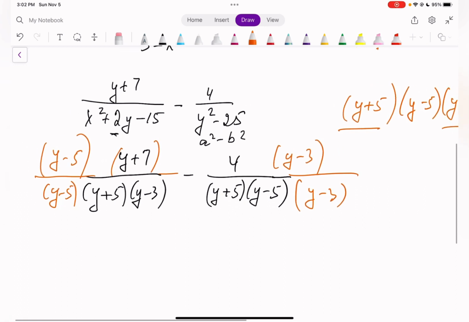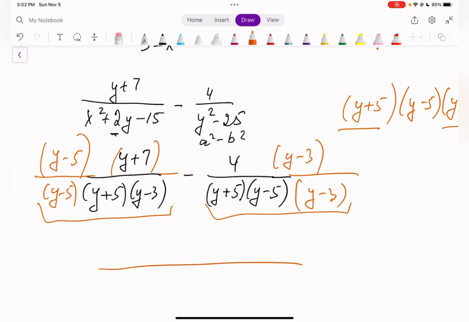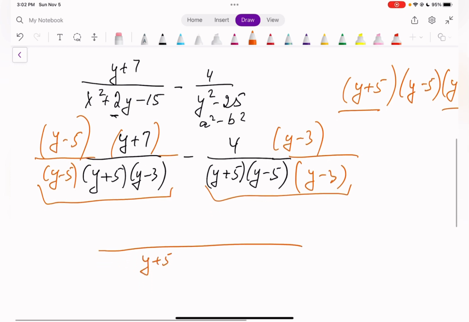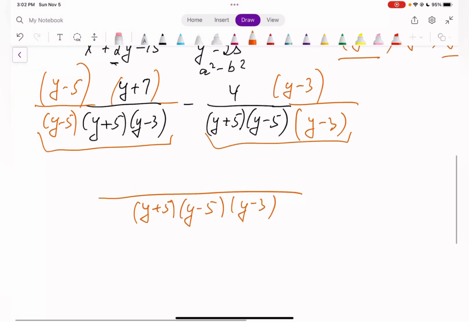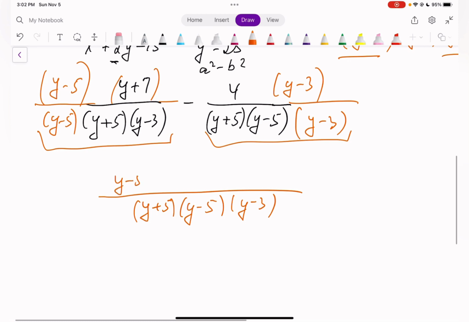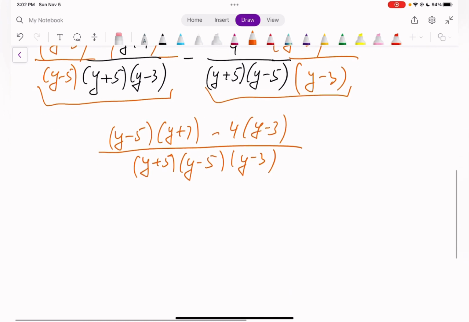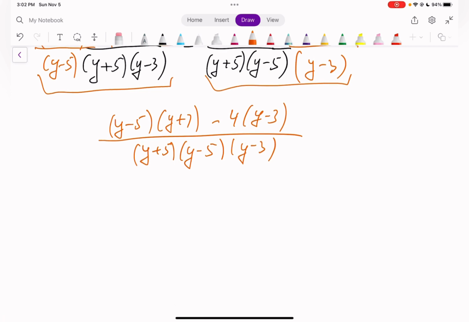So see, we have the same denominator now, right? We can combine y plus 5, y minus 5, and y minus 3. And in the numerator, we will get y minus 5 times y plus 7 and minus 4 times y minus 3. Okay, now I'm going to open up the numerators. Let me see if I can.